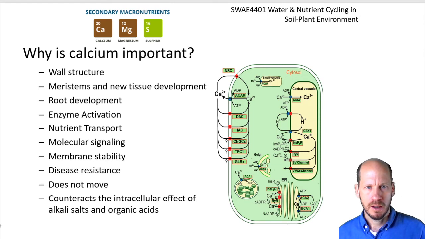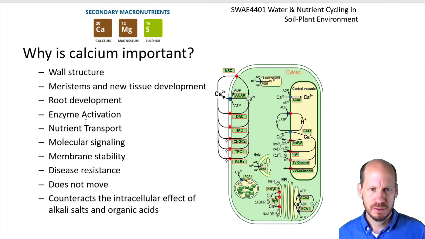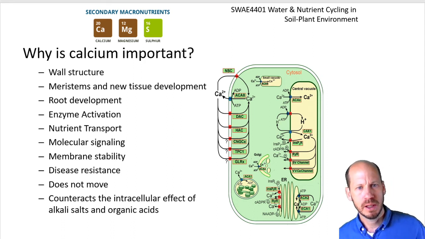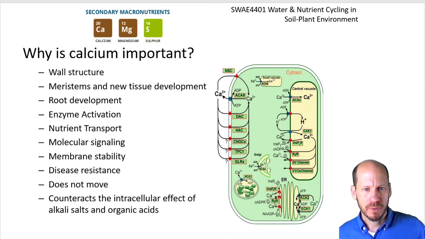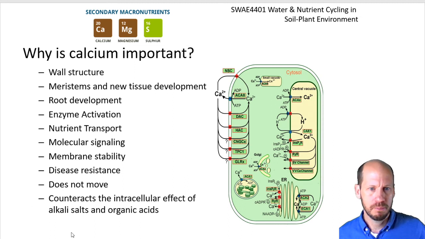Calcium is basically involved in cell wall structure, in the development of new tissues and meristems, root development, enzyme activation. There are several physiological mechanisms that calcium is involved with. Also, together with phosphorus, molecular signaling is important for calcium, membrane stability, disease resistance. It's a quite immobile nutrient in plant tissues.